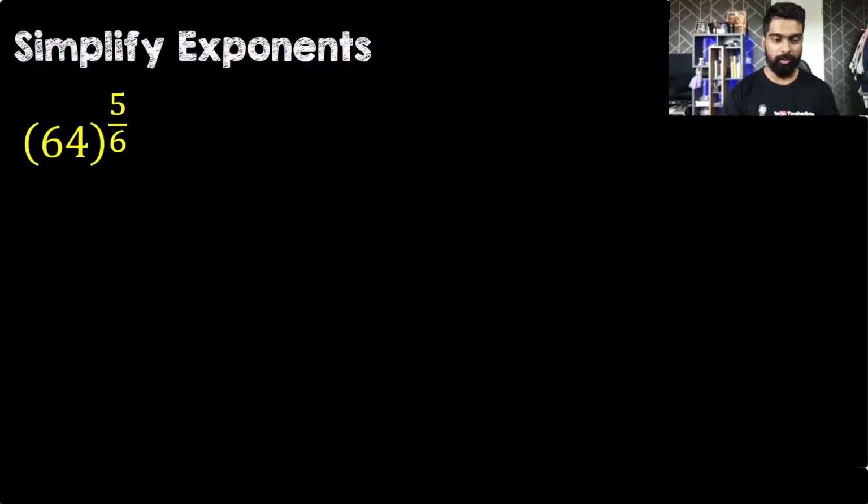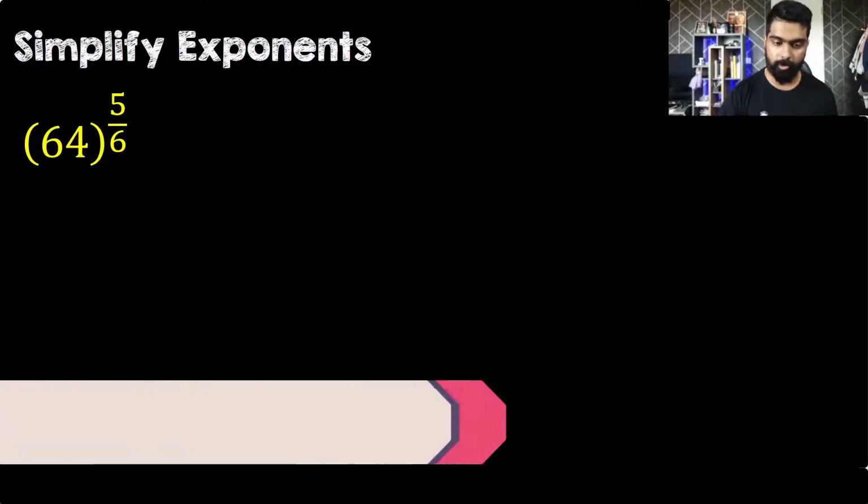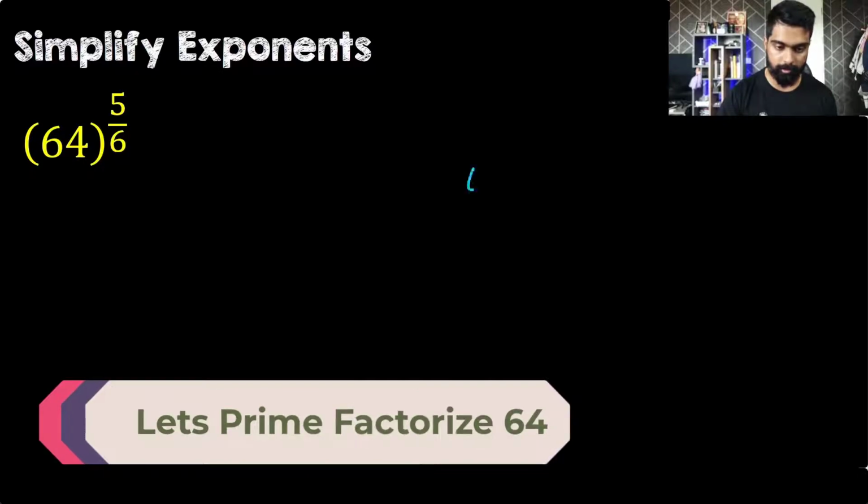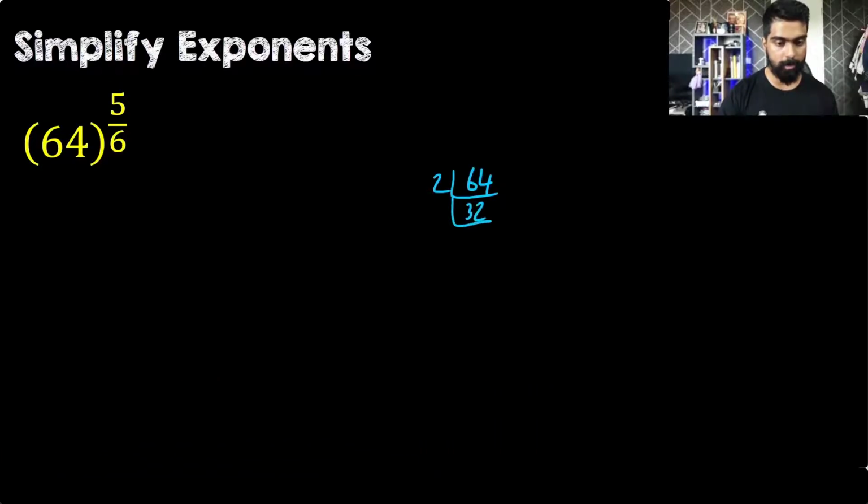Alright guys, so first of all what we're going to do here is prime factorize 64. So we know that 64 can divide by 2, which will give us 32. Again divide by 2, which will give us 16. Divide by 2, which is going to give us 8. Divide by 2 again, which is going to give us 4. Divide by 2 again, which is going to give us 2. And divide by 2 again, which is going to give us 1.